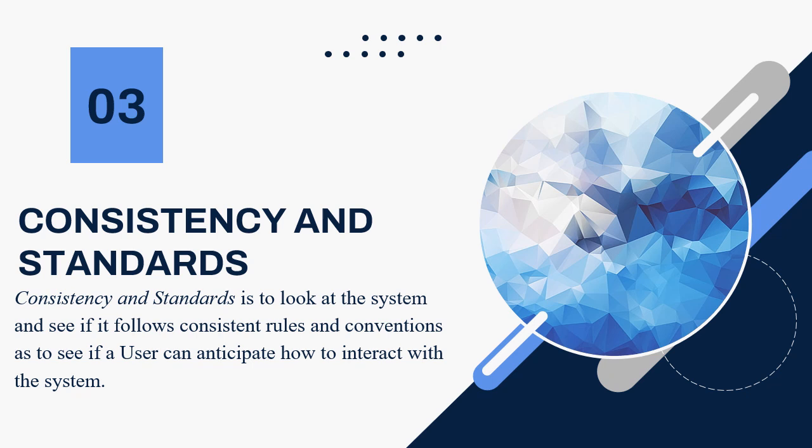As our final heuristic, we review the consistency and standards of a website. To review consistency and standards is to look at a system and see if it follows consistent rules and conventions with each other, as to see if a user can anticipate how to interact with the system. When we review for it, we will be looking for inconsistencies of use within the system.